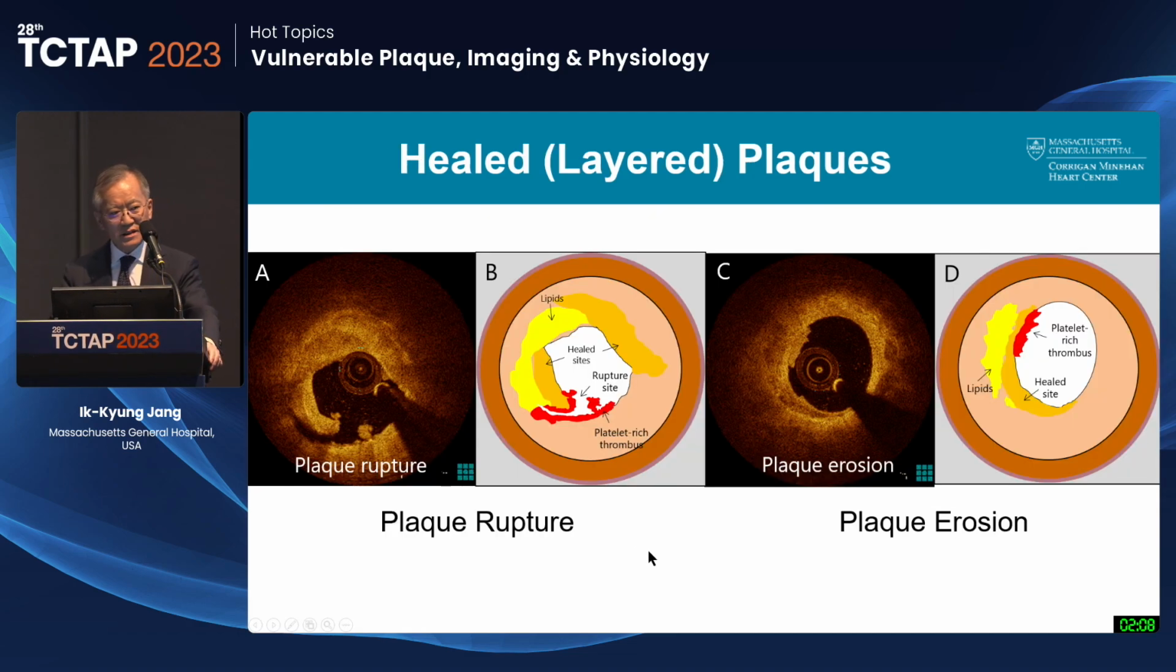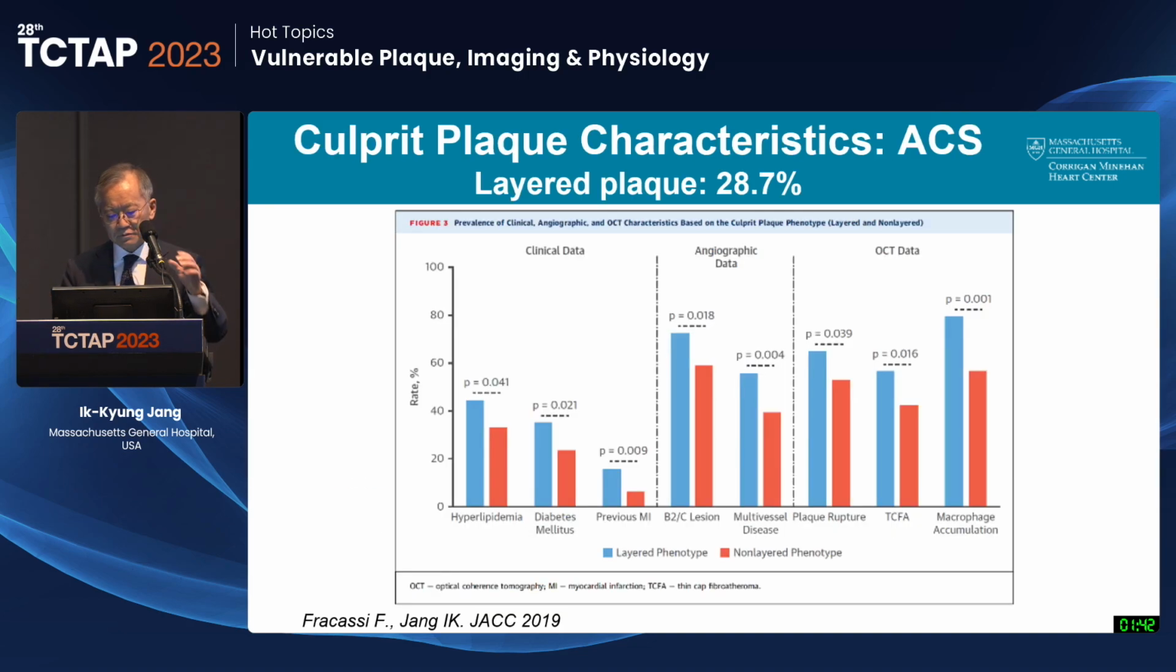So the second concept is healed plaque. As I mentioned, plaque progression, in 75% of cases, is plaque destabilization and healing. Mural thrombus will be organized, leading to rapid progression. This organized thrombus will create these different layers with different optical density that you can see at the culprit lesion or even non-culprit lesion, both after rupture or erosion.